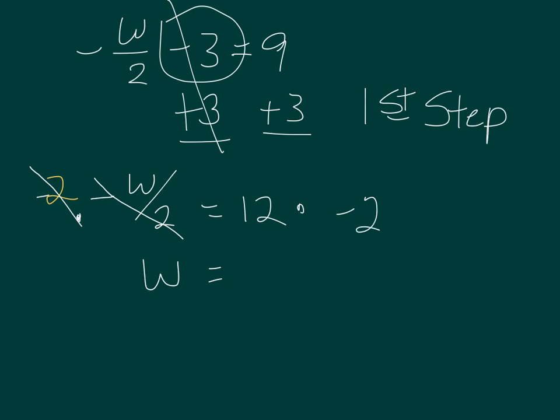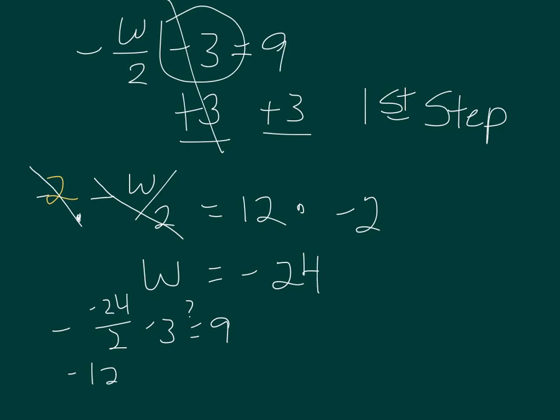Well, what's 12 times a negative 2? That's right, a negative 24. Let's go back and check it now. We have a negative 24 divided by 2 minus 3. Does it equal 9? Well, what's a negative 24 divided by 2? You're right, it's a negative 12.